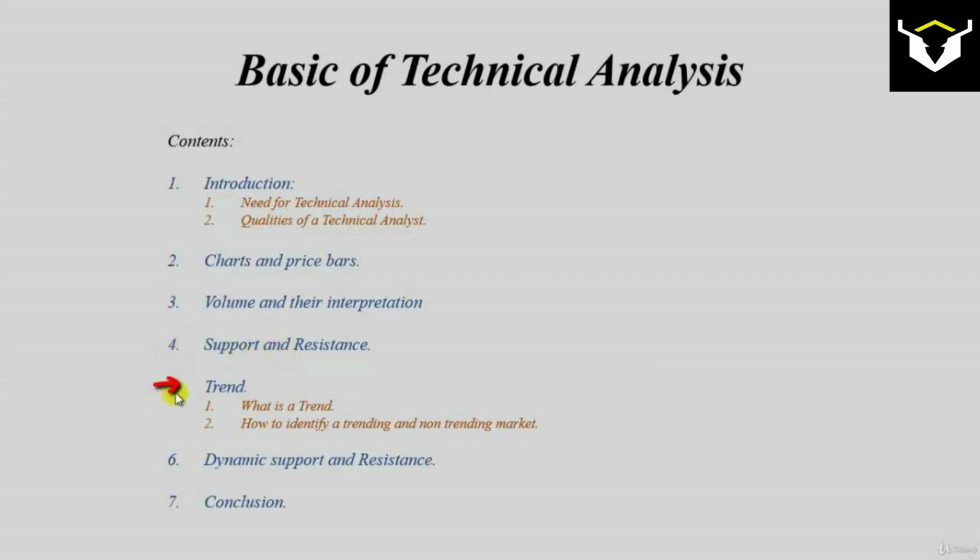Our fifth chapter takes support and resistance to the next level. In this chapter, you will learn about trending and non-trending markets, what a trend is, and how to identify trending and non-trending markets. Next chapter is dynamic support and resistance.